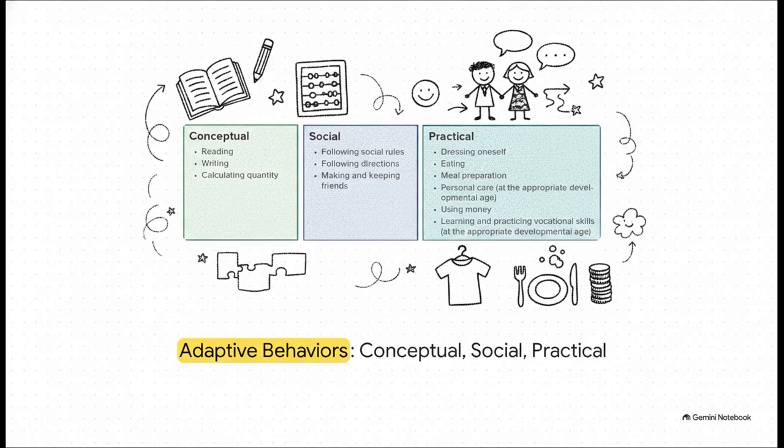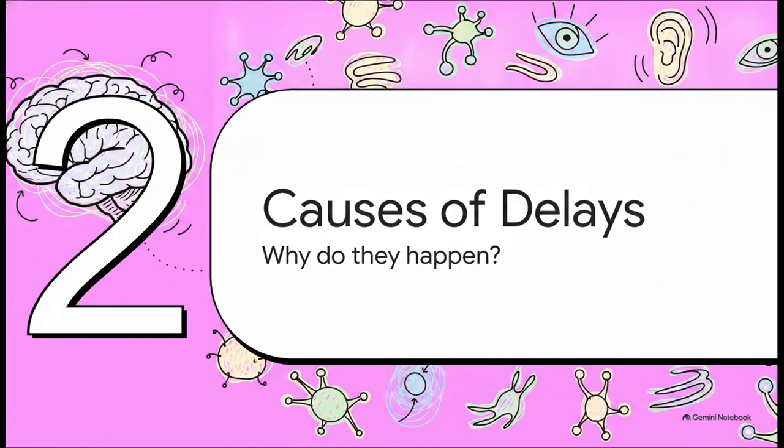You've got conceptual skills like reading, writing, and understanding time. Then social skills, following rules, taking turns, making friends. And finally, practical skills, like getting dressed, keeping up with personal hygiene, or making a sandwich. A deficit here just means a child really struggles to meet the typical independence expectations for their age group. Section 2. Causes of Intellectual Delays.